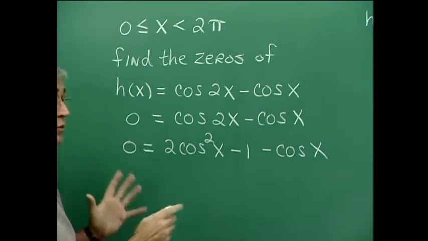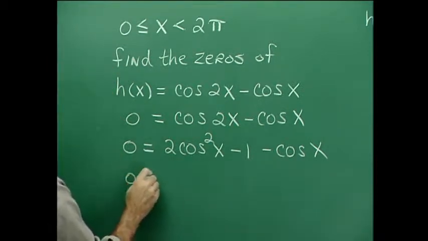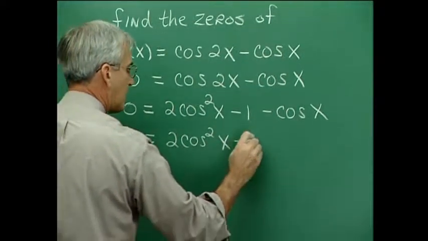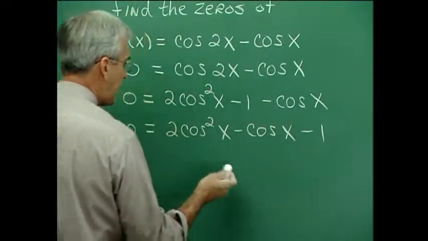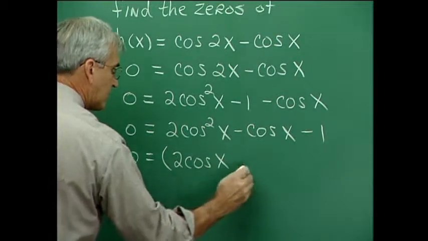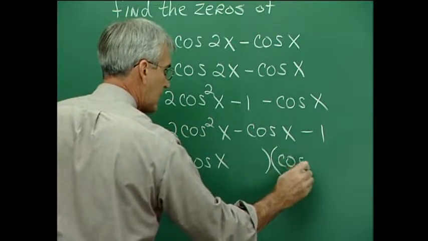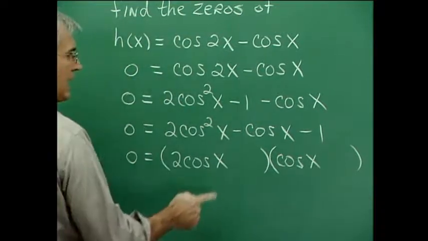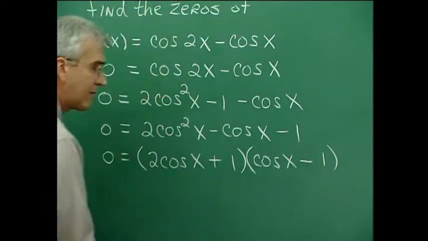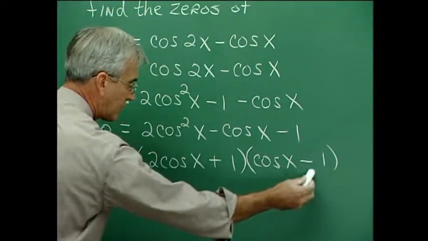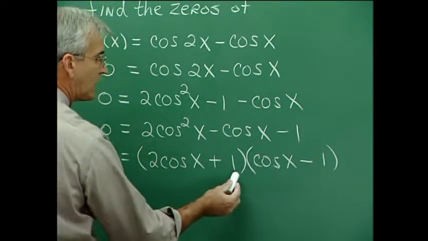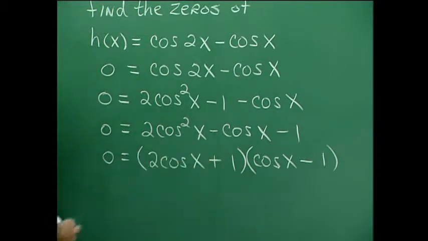Now we have an expression which is quadratic in form, so we'll rewrite it in the normal way, that is 2 cosine squared x, then minus cosine x, and then minus 1. And now we want to factor: 2 cosine x, and then times cosine x to give that first term. And then the signs are different, and I think the way it goes is plus 1, minus 1. Let's verify the middle term. We have 2 cosine x times minus 1 is minus 2 cosine x, plus cosine x is minus 1 cosine x. That's the middle term, so this is the correct factored form.